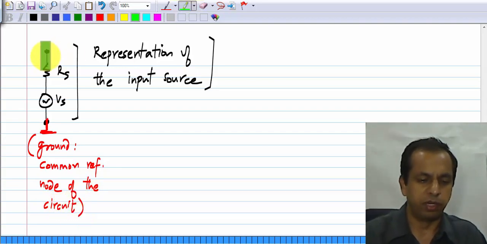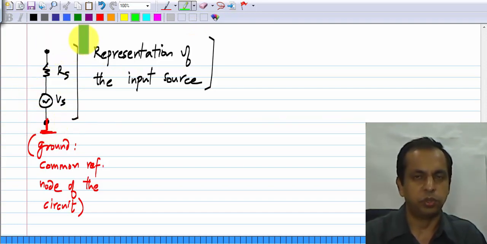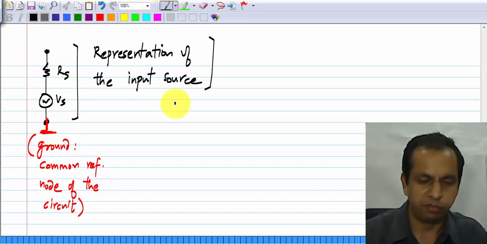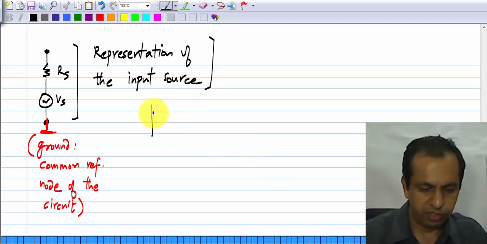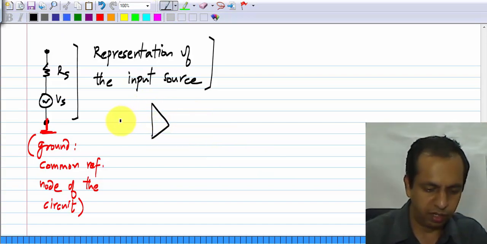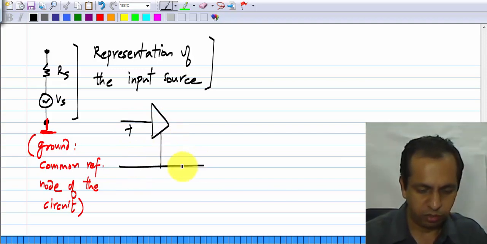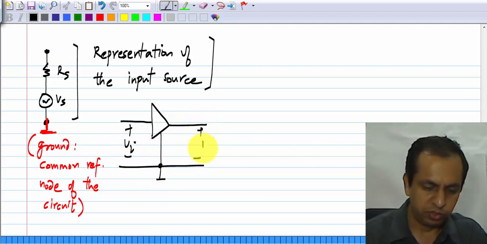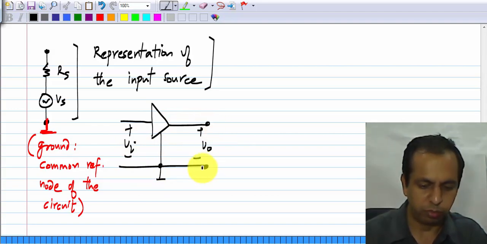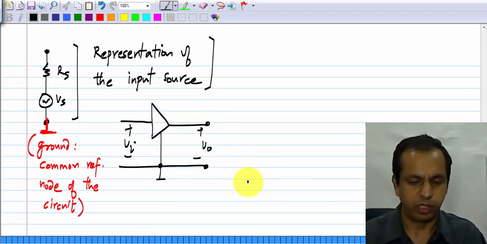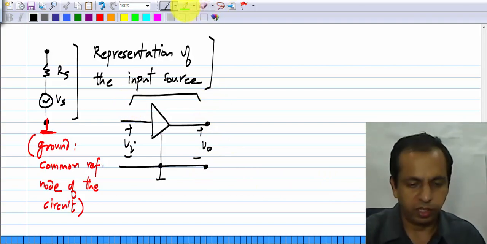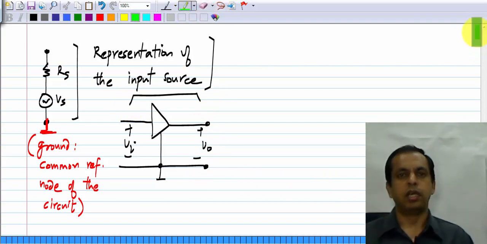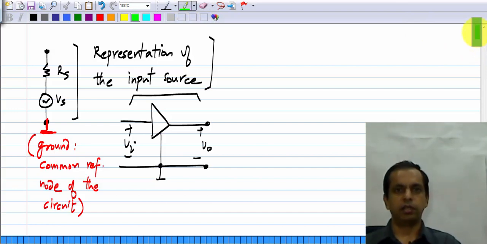Because one easy example is to consider where this source is really the output of another amplifier. An amplifier is usually represented by a triangle like this with an input between this point and the common point which is ground, and an output which is also between this point and a common point which is ground. This is a very frequently encountered case because you connect amplifiers together. So, your input source is really another amplifier.